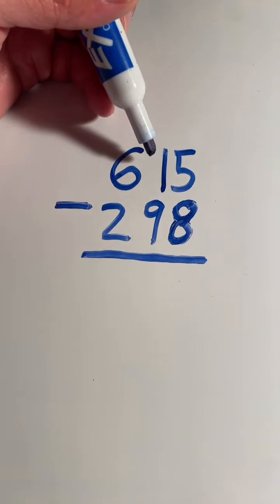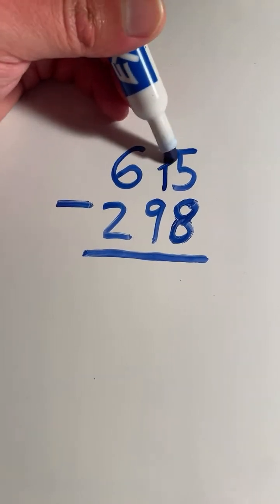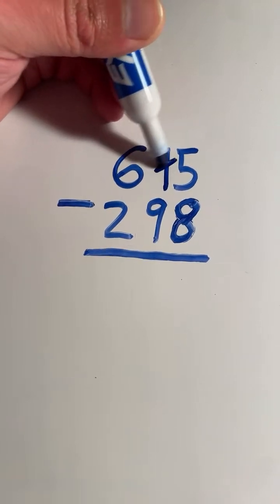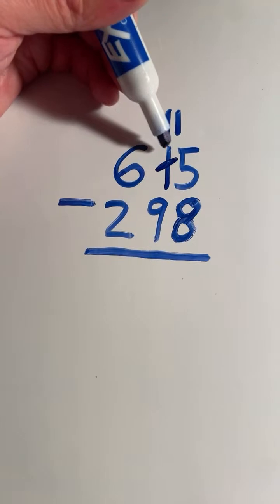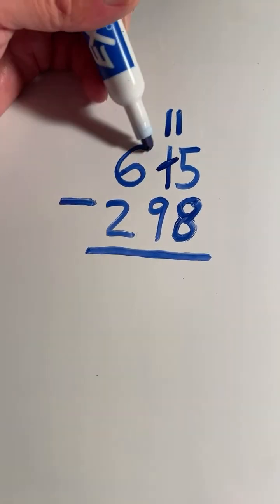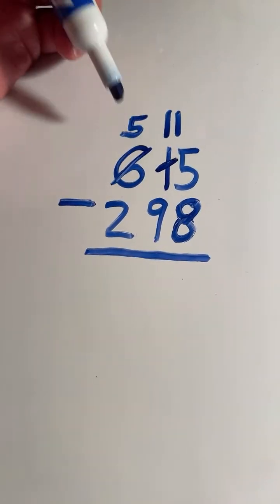So the steps for regrouping, very simple. You add 10 to the area where the top digit is smaller, and then you take away 1 from the column to the left. So the 1 is going to become an 11 here. The 6 is going to become a 5.